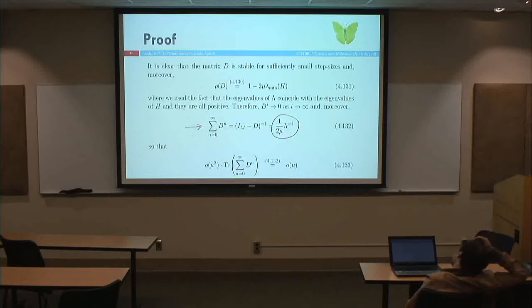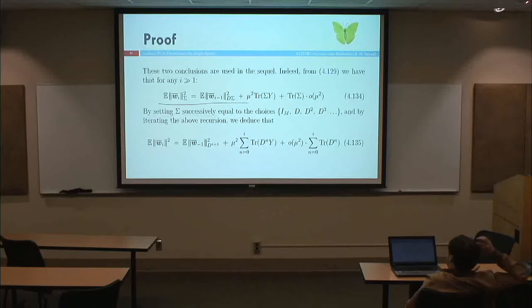So I'm just showing that the sum of the powers of D is that, and because this sum converges to 1 over 2 mu lambda inverse, when you multiply by O of mu squared, you will get something which is higher order in mu. Given this, let's iterate. This is my recursion, and let's set this sigma successively to the following values. When I set it equal to I, I will get D here. When I set it equal to D, I will get D squared. When I set it equal to D squared, I will get D cubed.